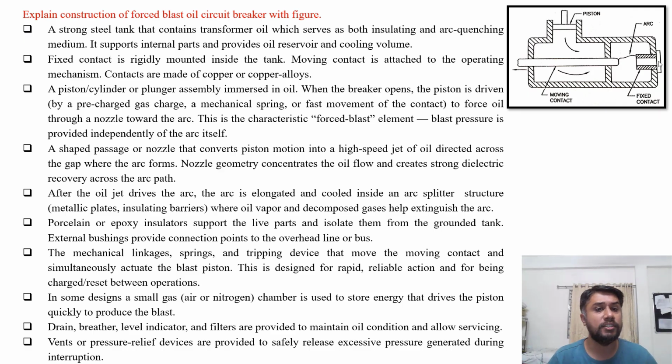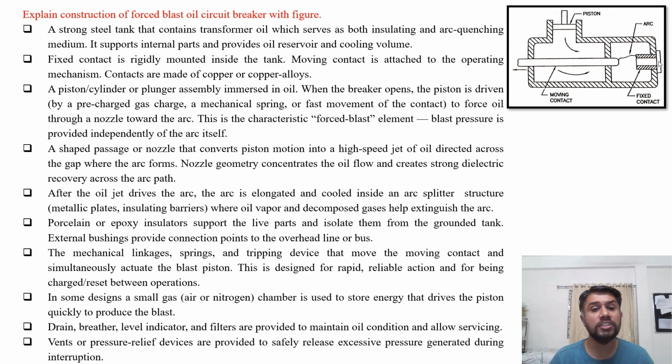A-shaped passage or nozzle converts piston motion into a high-speed jet of oil directed across the gap where the arc forms. Nozzle geometry contracts the oil flow and creates strong dielectric strength or recovery across the arc path. Now, after the oil jet drives the arc, it is elongated and put inside the arc splitter structure, that is, metallic plates or insulating barriers constructed to split or elongate the arc, where oil vapor and decomposed gases help extinguish the arc.